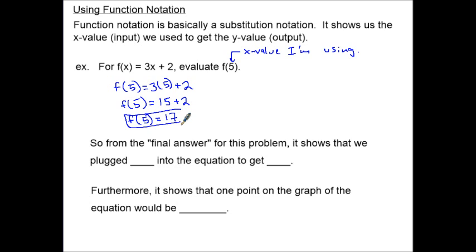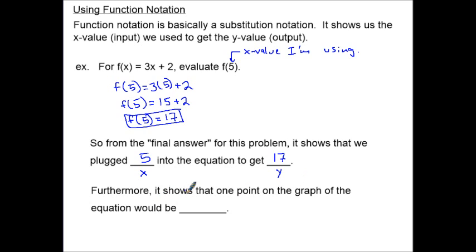Now I caution you against thinking of this as a multiplication. I said it once already, but I just want to reiterate it. This does not mean f times 5. So you're not going to try to divide by 5 here and get f by itself. This means f of 5. So here we go. From the final answer for this problem, it shows that we plugged in, again, this is what I plugged in. F of 5 says that I plugged in 5 into the equation to get 17. And just to help reiterate the point, when I plugged in the 5, I plugged in an x to get the 17, which was the y value that I got.